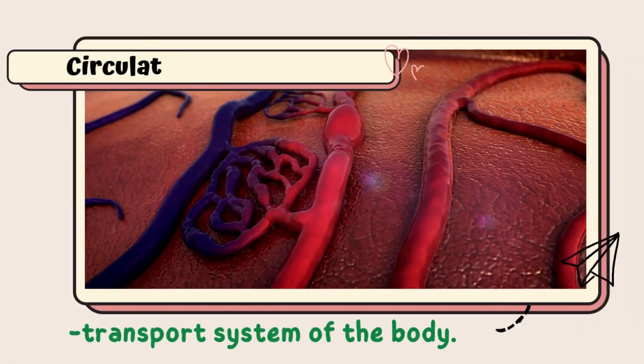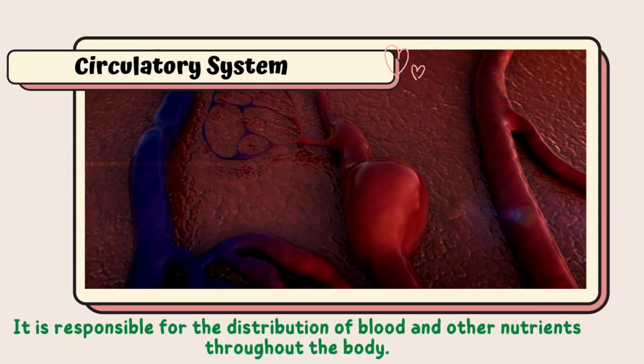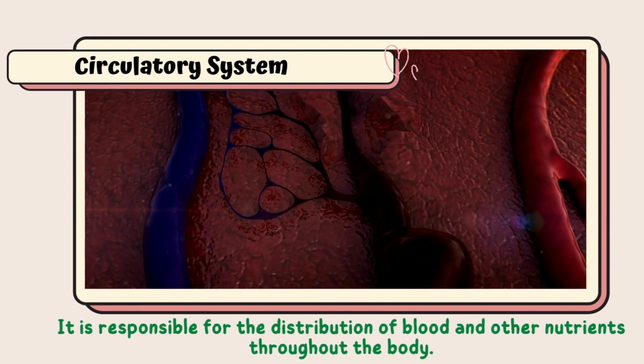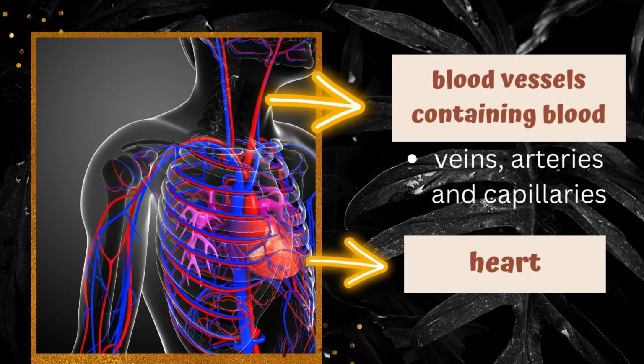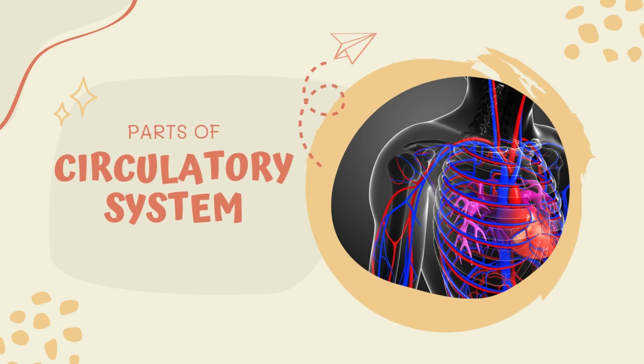The circulatory system is a transport system of the body. It is responsible for the distribution of blood and other nutrients throughout the body. It is made up of heart, blood, and blood vessels, namely veins, arteries, and capillaries. These vessels carry oxygenated and deoxygenated blood in the body. These are the parts of the circulatory system.